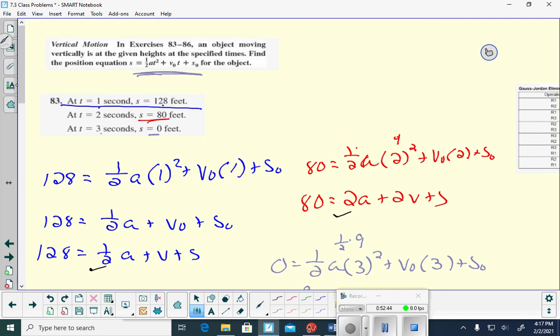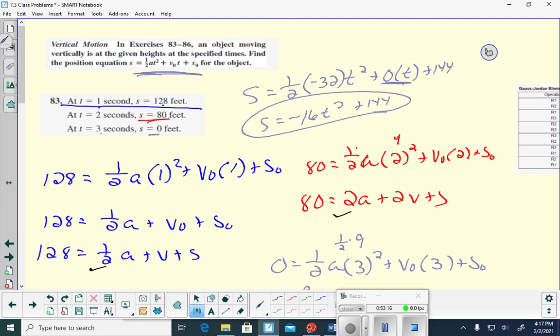So I'm going to say s is equal to 1/2 a, which I just said was negative 32, t squared plus my initial velocity, which I believe my v was 0, so this will be 0 times t plus my initial position, which was 144. When I clean this up, when I take negative 32 times 1/2, I get negative 16t squared. This will be 0 plus 144, and that is my position equation for this particular function.